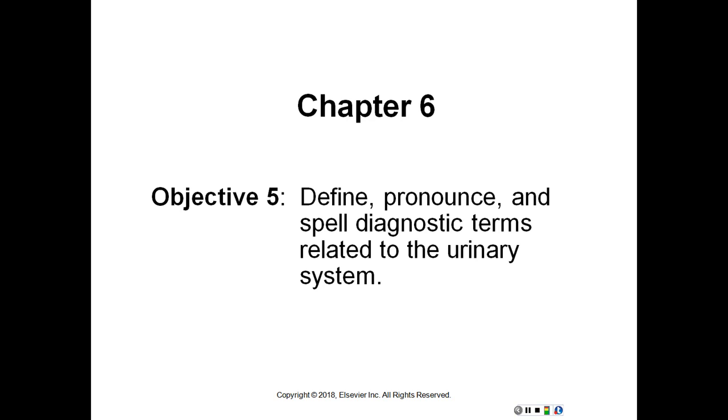Then we have common endoscopies. We have cystoscope. This is the actual instrument used for visual examination of the bladder. Cystoscopy is the act of visual examination of the bladder, so the verb of it. Nephroscopy, visual examination of the kidney. Ureteroscopy, visual examination of the ureter.